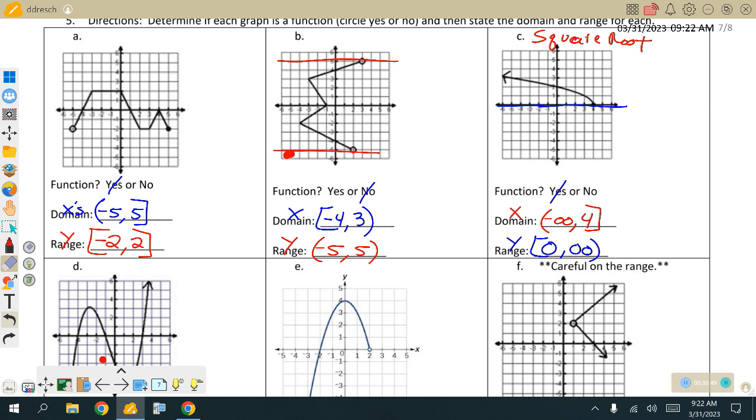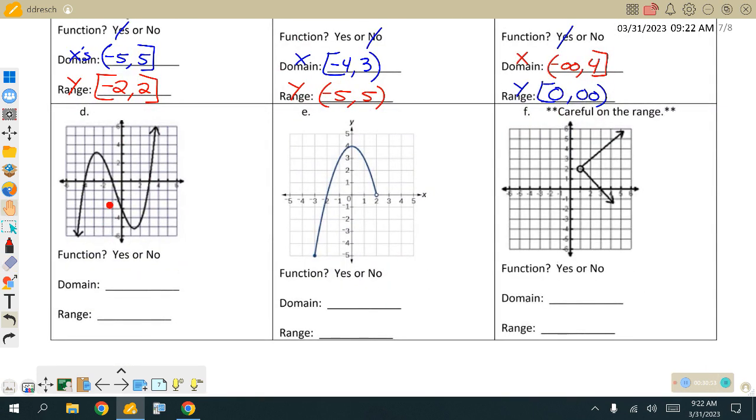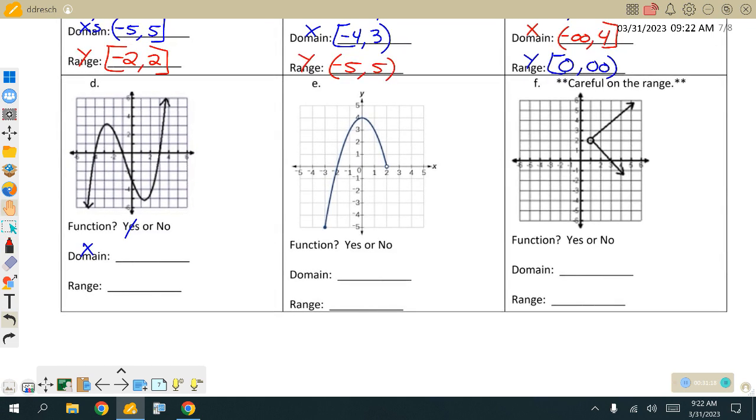Alright, let's do a couple more here. Let's do letter D. Okay, letter D, that's a cubic function. We're going to get into cubics next year. It's a cubic function. Alright? First off, is that, well, I just said it, it's a function. So yeah, it's a function. Alright, let's do the domain. This is where they start to get maybe a little odd.